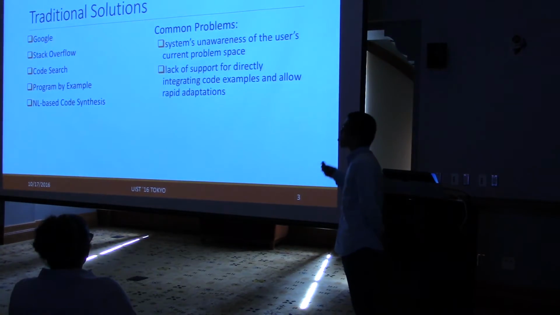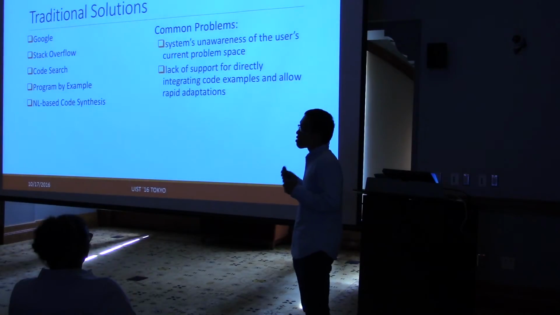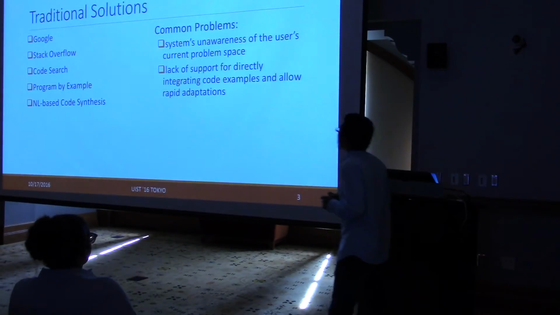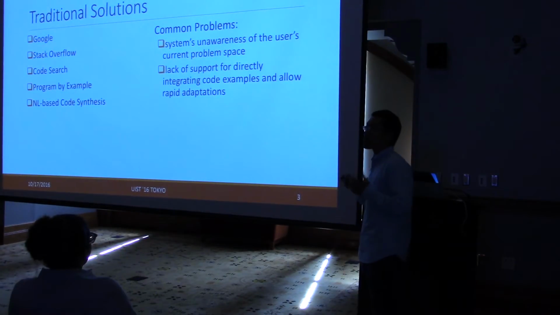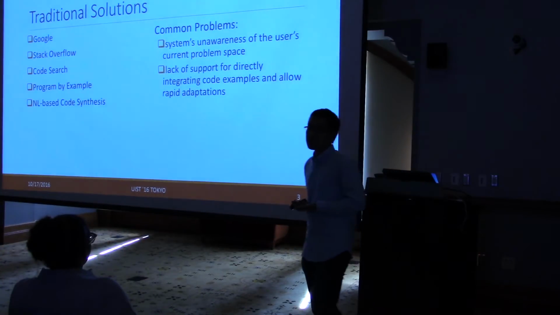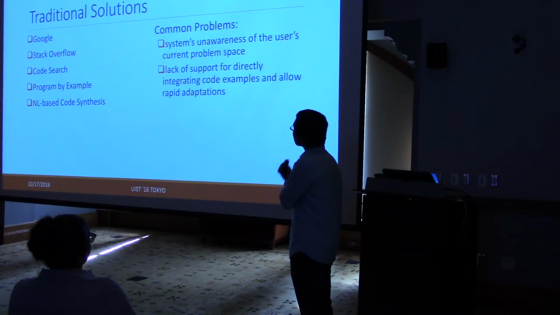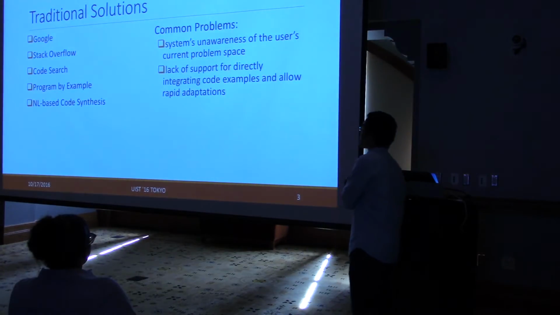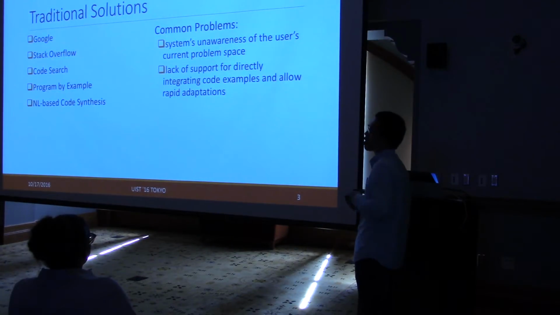We think that among these works, there are some common problems. In all of these works, usually there is a system, and that system is usually unaware of what the user is actually thinking, what the user's task actually is. So the system's unawareness of the user's current problem space prevents the system from suggesting more accurate results.